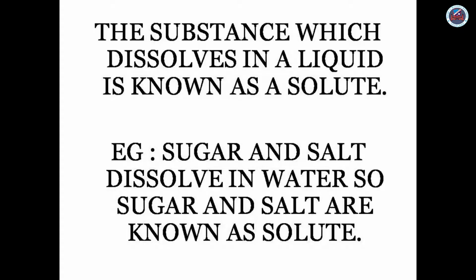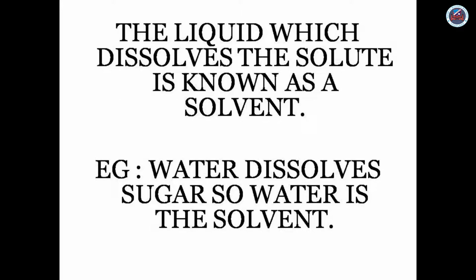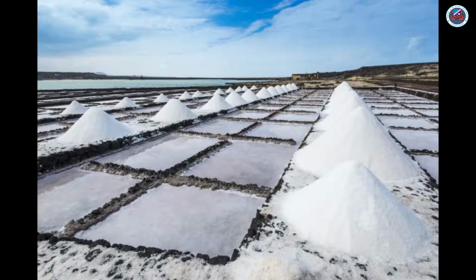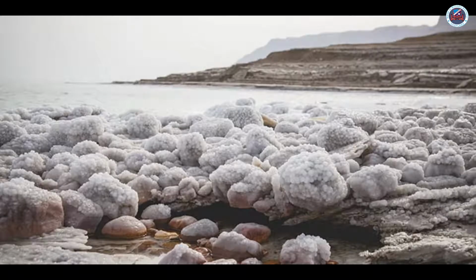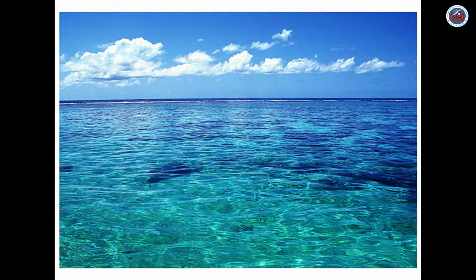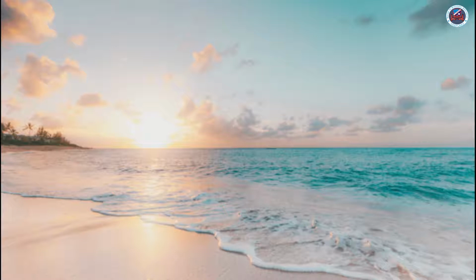The substance which dissolves in the liquid is known as a solute. Here, the sugar is the solute. The liquid which dissolves the substance is known as the solvent. Here, the water is the solvent. We know that we get salt from the sea. This means that salt is mixed in the sea water, but we cannot see it as it is dissolved. So, sea water is also a solution. The salt is the solute and the water is the solvent.